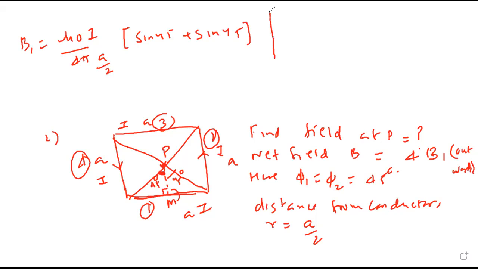I think you are following till this. So 2 times mu naught I upon 4 pi A, 1 upon root 2 plus 1 upon root 2. Any doubt? Yes. Okay. Please copy this much.